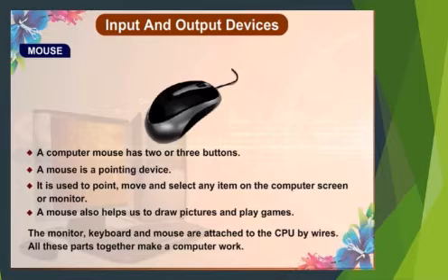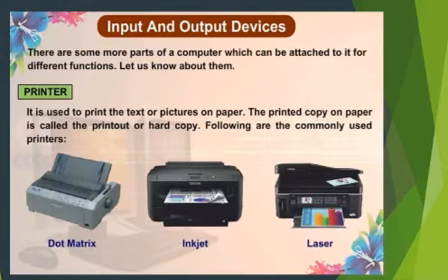The monitor, keyboard, mouse are attached to the CPU by wires. All these parts together make a computer work. ये सारे पार्ट्स मिलकर माउस कीबोर्ड मॉनिटर एंड सीपीयू वो पूरा एक कंप्यूटर बनाता है और वर्क करता है. Now next is, there are some more parts of a computer which can be attached to it to do different functions. Let us know about them.